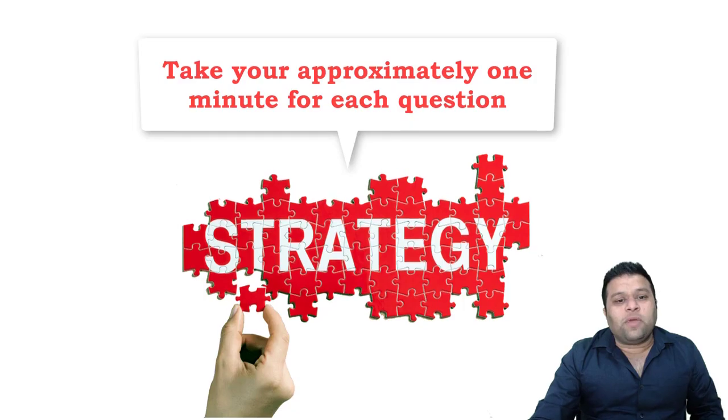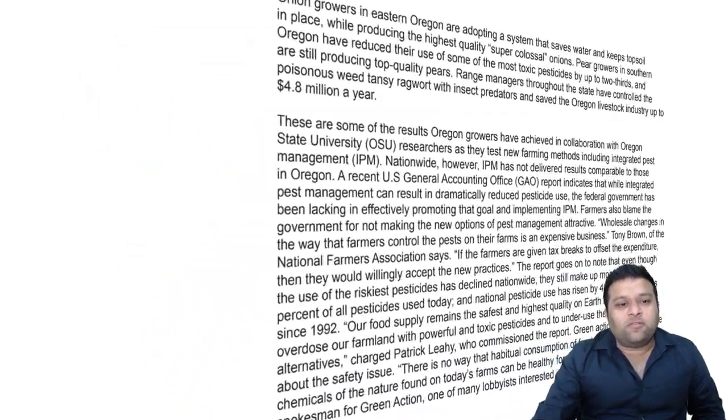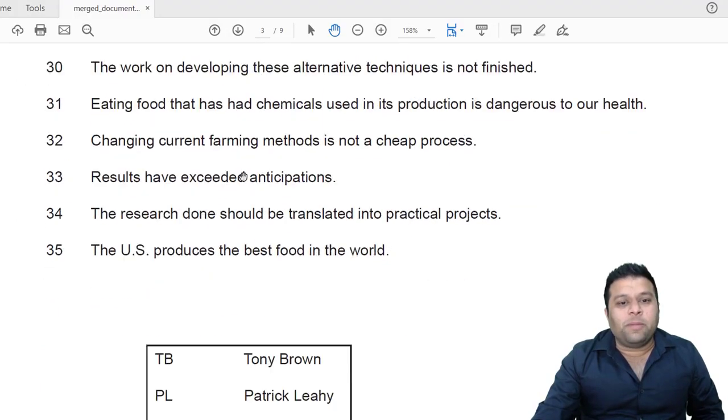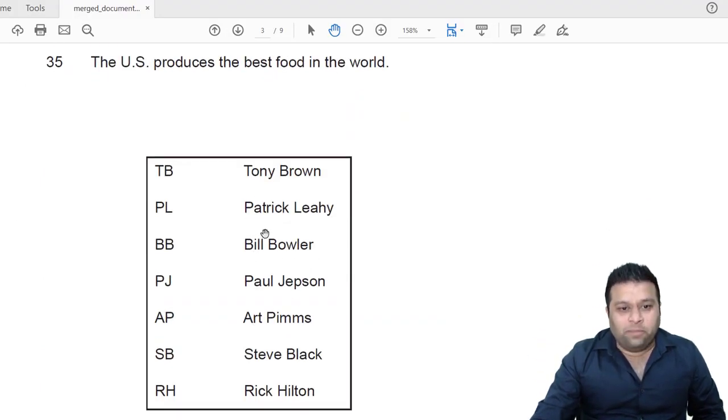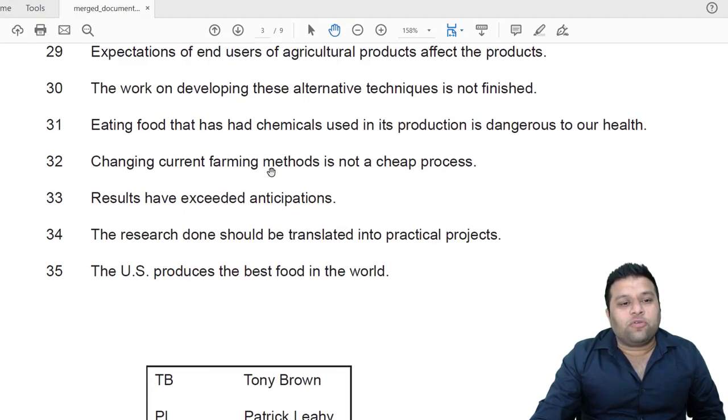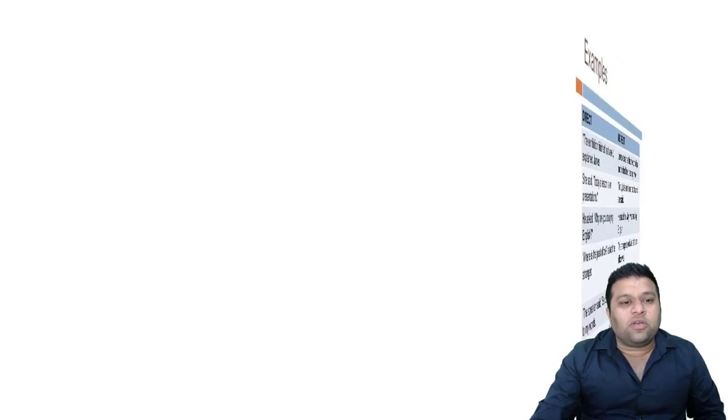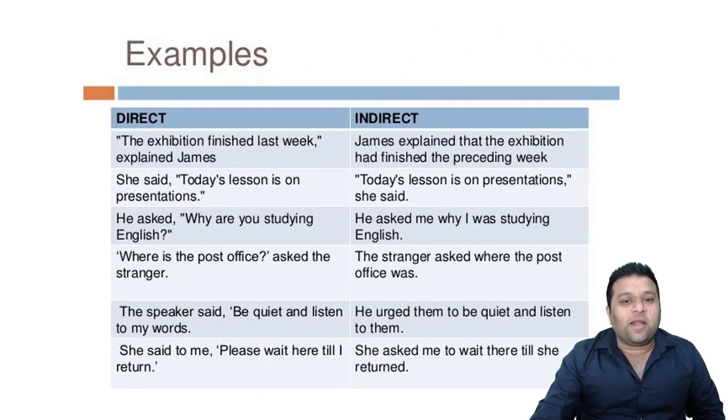So guys, question type is statement, right? In this particular scenario, we've got a passage, we've got some statements given by some people, and then we have some names. Names means names of people who gave the statements. Our task is to find out who said what. So guys, this particular question type is called direct statement. And then there is another one called indirect statement. Let me show you the difference between direct and indirect statement.